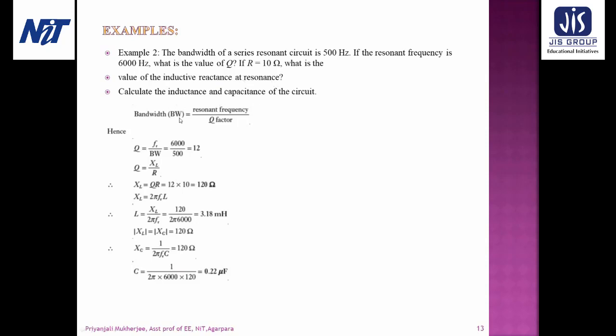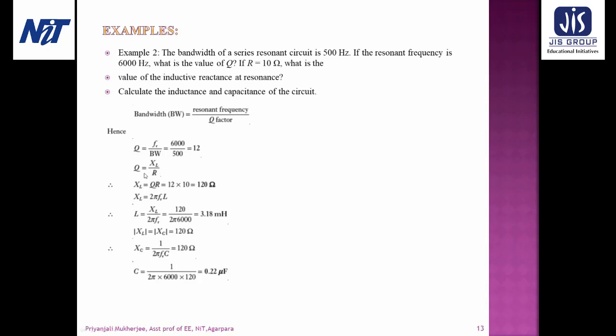Now we know the bandwidth of an RLC series circuit is given as resonating frequency by Q factor, or the Q factor is the ratio of resonating frequency by bandwidth. So the bandwidth is given as 500 and the resonating frequency is 6000. So the ratio of these two becomes 12.